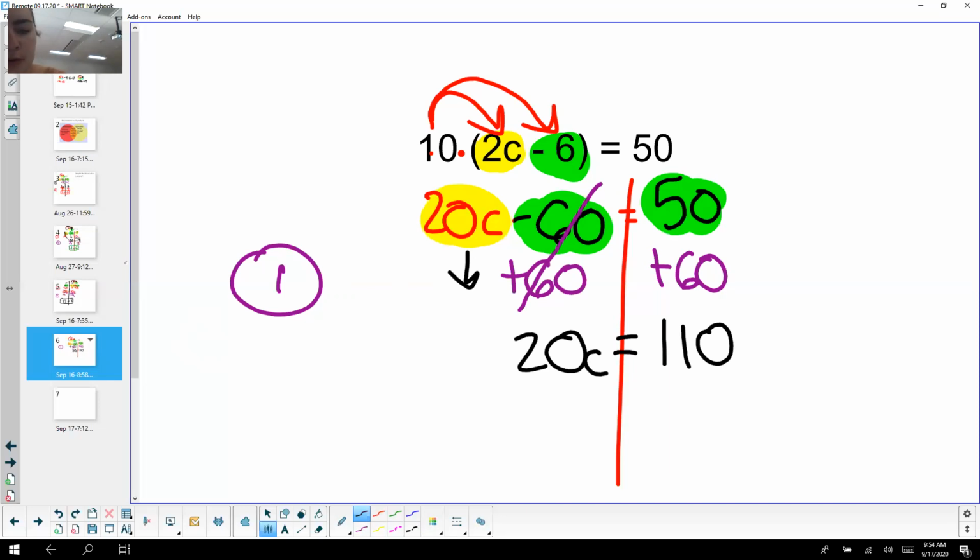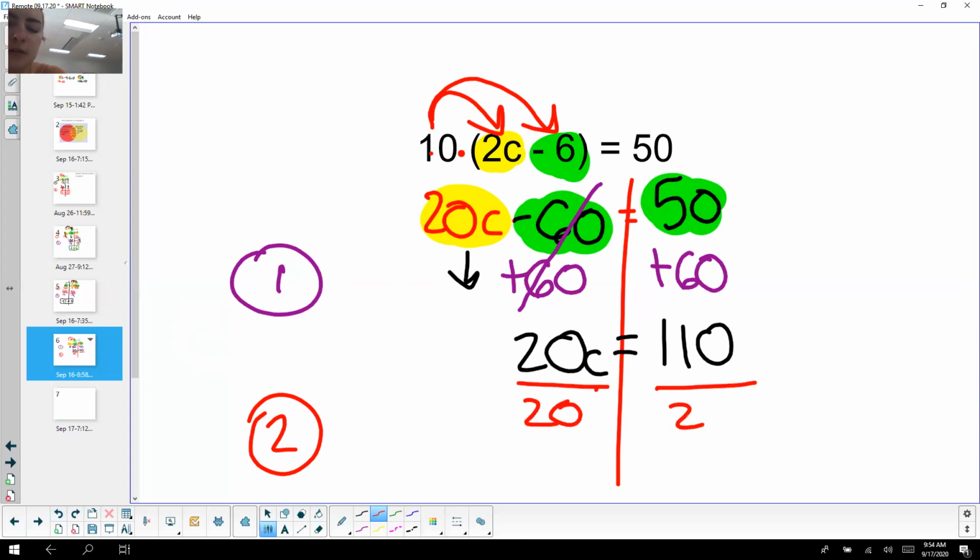All right, now this is just a one-step equation. 20c is the same thing as 20 times c. So to get c by itself, I can use the opposite of multiplication, which is division. Whenever you see me draw this bar, I'm dividing. This bar means division, so I'm dividing both sides by 20.